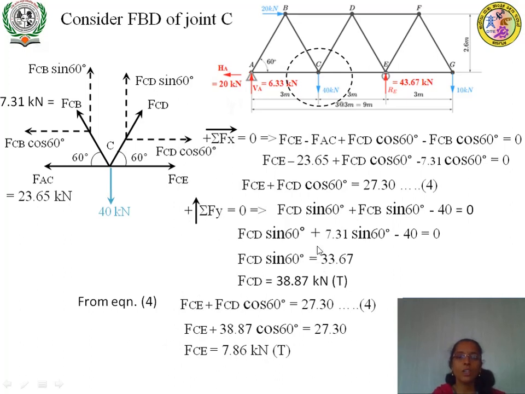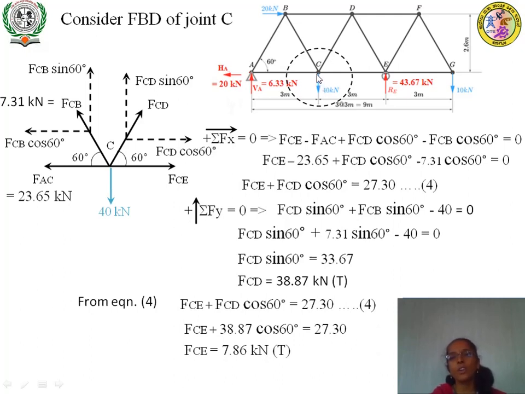Just decide how many unknowns are there in the equation. If there is one unknown, you can try that equation first, either Fy or Fx. It is not mandatory that you apply sigma Fx equals 0 first and then sigma Fy equals 0. You can apply sigma Fy and then sigma Fx. So that is joint C.